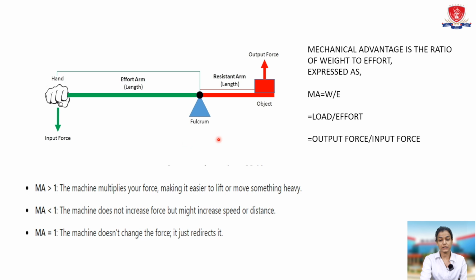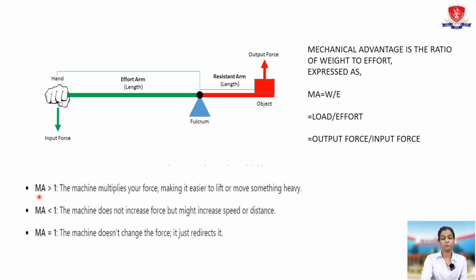And there's one other way to see whether a machine is having a mechanical advantage or not. We can express it as a formula: mechanical advantage is the ratio of weight to the effort, load to the effort, or output force by the input force. Now, if the mechanical advantage is more than 1, we say that the machine has a mechanical advantage. If it is less than 1, we say it is having a disadvantage. And if it is equal to 1, we can say that the machine doesn't change the force. That is, the amount of force that you're applying will be overcoming an equal amount of force.